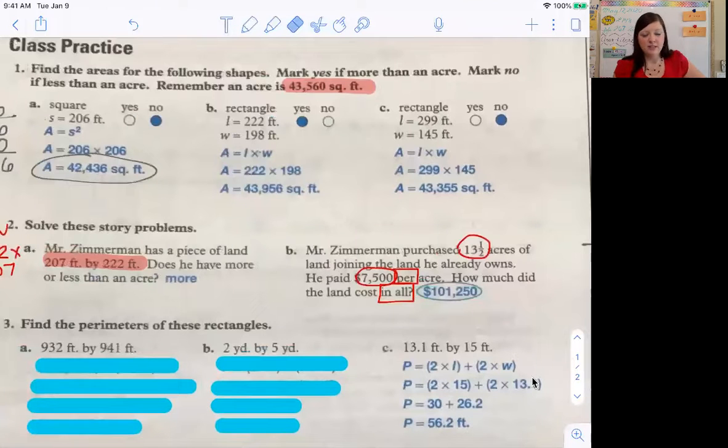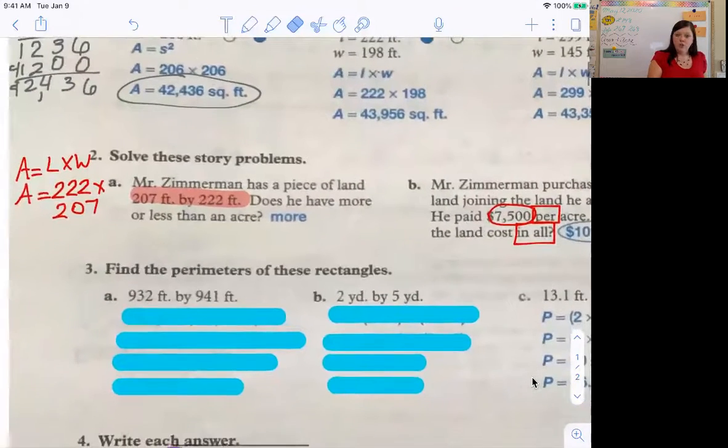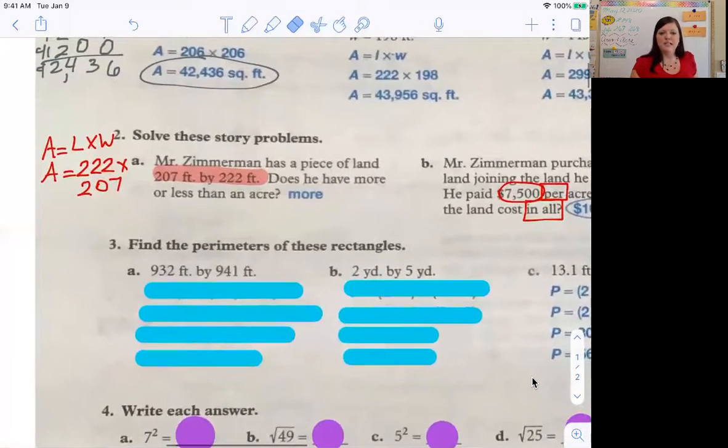This person obviously lives in the South, because you could not even purchase 1 acre of land in San Diego for that amount of money, I'm assuming. Okay, good for you, Mr. Zimmerman.